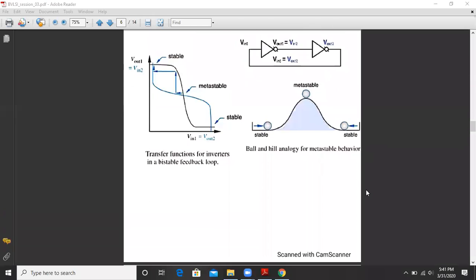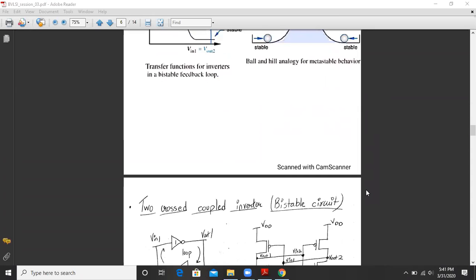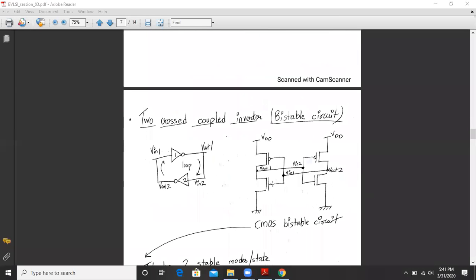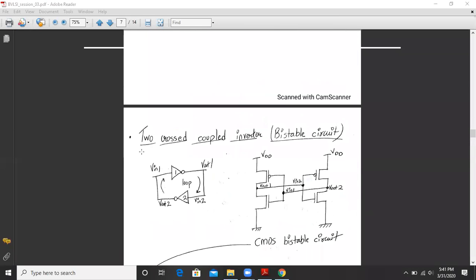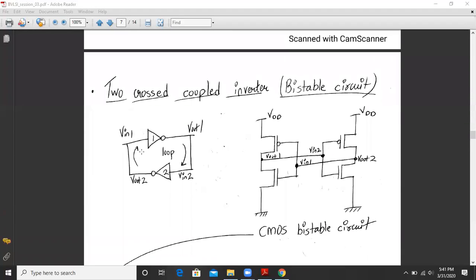Let us look into the circuit details of the CMOS bi-stable circuit. As we have earlier seen, two cross-coupled CMOS inverters is nothing but a bi-stable circuit having two stable states. So Vin of the first inverter is connected to the Vout of the second inverter, and Vout of the first inverter is connected back to the input of the second inverter. So it's a closed loop.